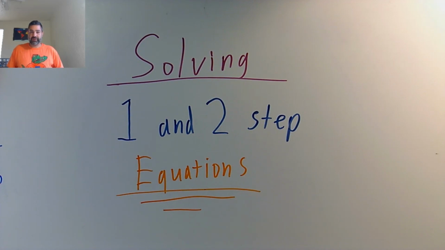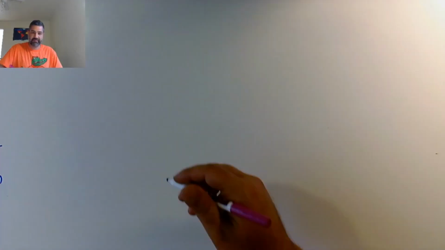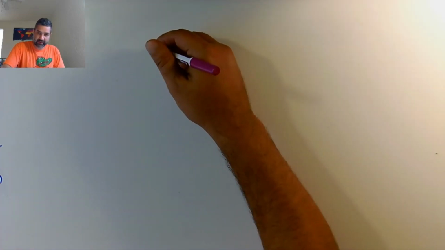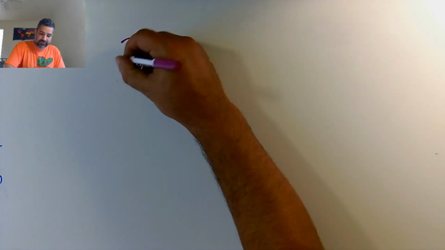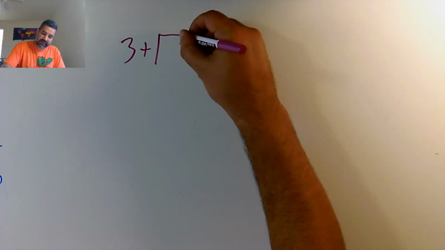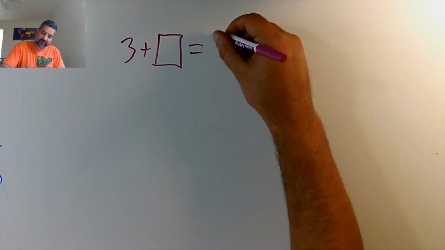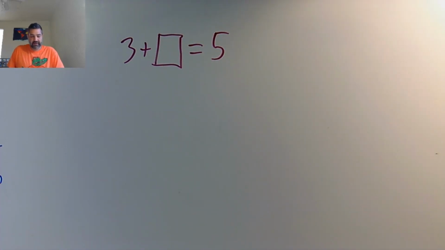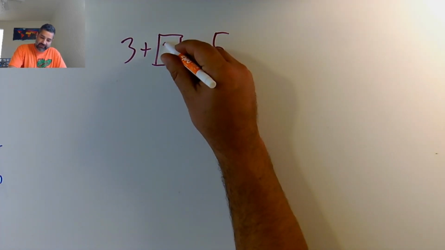Today we'll be going over solving one and two-step equations. So let's start with something simple. We're going to do 3 plus blank equals 5. Now, you could look at this very simple, and you can see what the answer is right away. You know that it's 2, right?